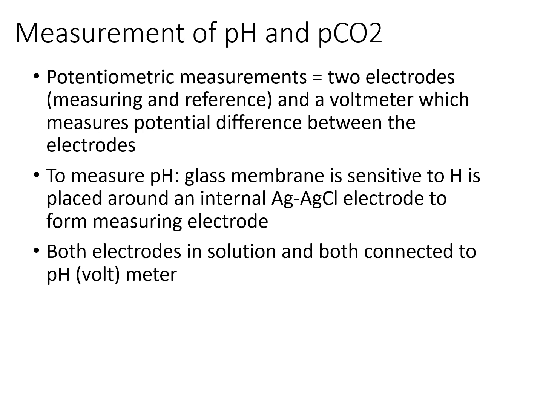So a measurement of the pH. To measure the pH, a glass membrane sensitive to hydrogen ions is used. This glass membrane surrounds an internal silver and silver chloride electrode, which acts as the measuring electrode.